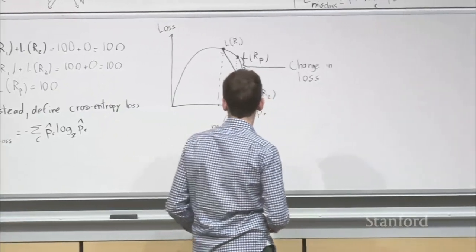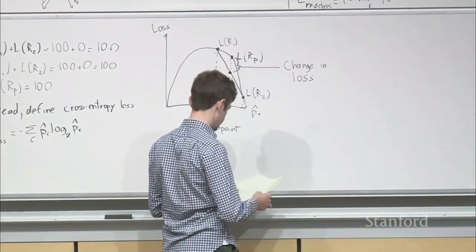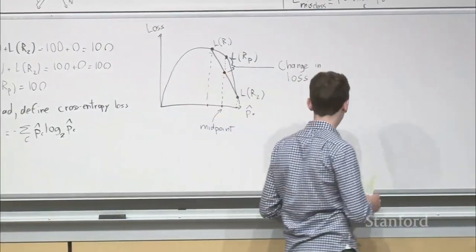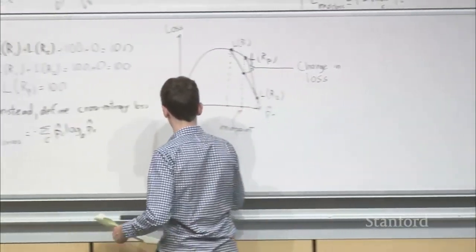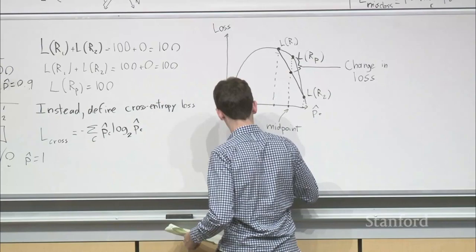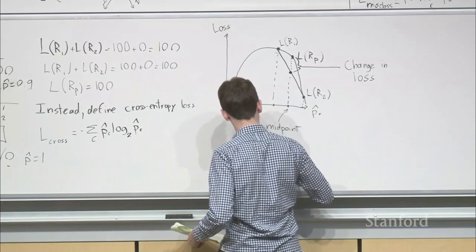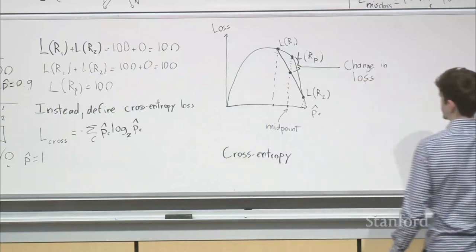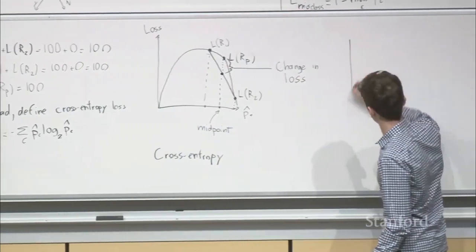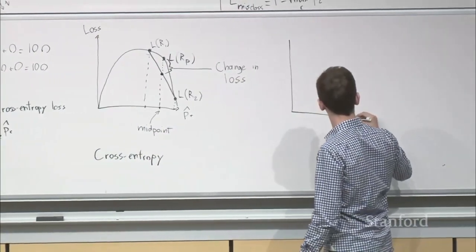Okay. Now, this was the cross-entropy loss. If instead we look at the misclassification loss over here, let's draw this one instead.